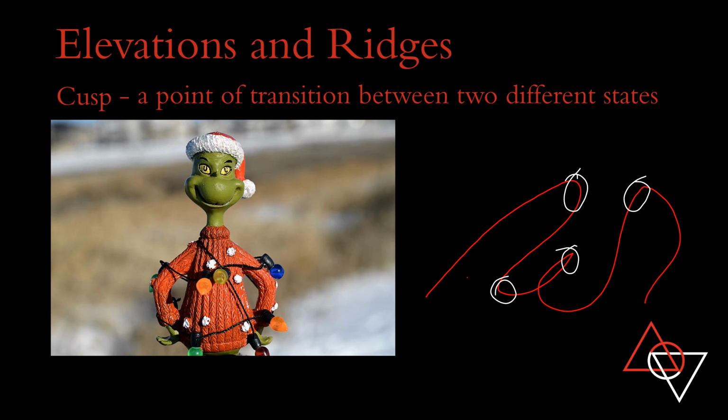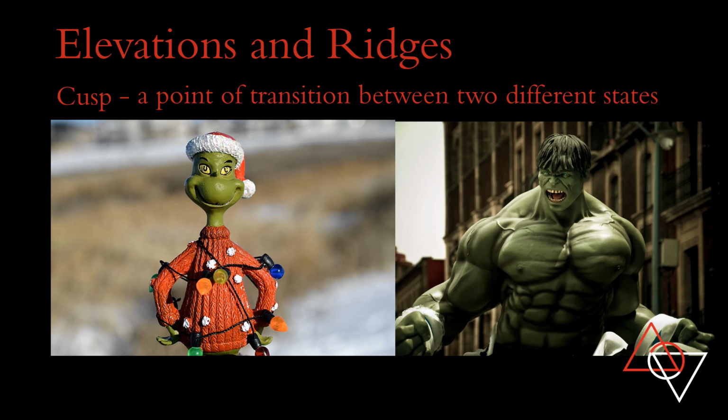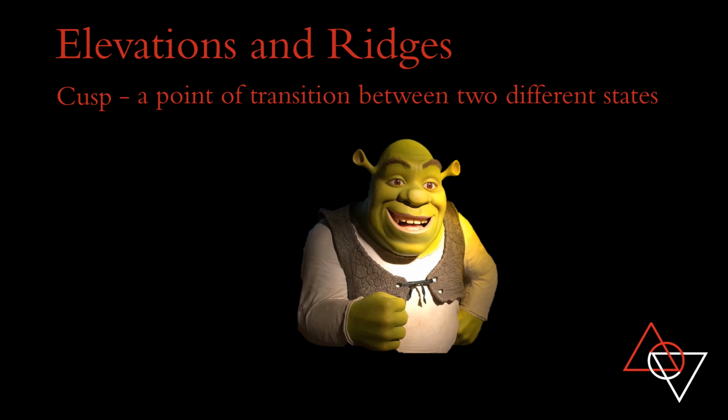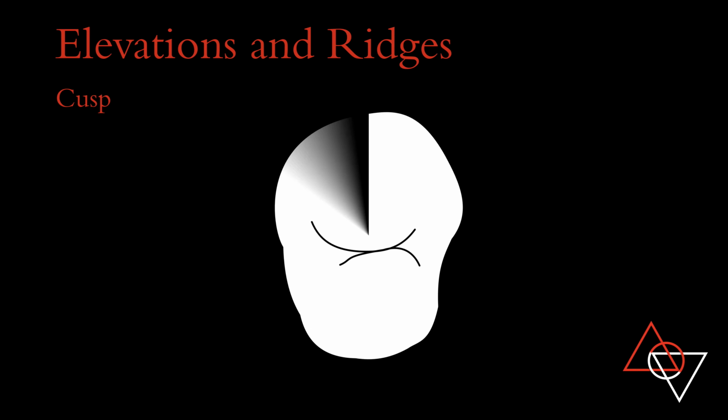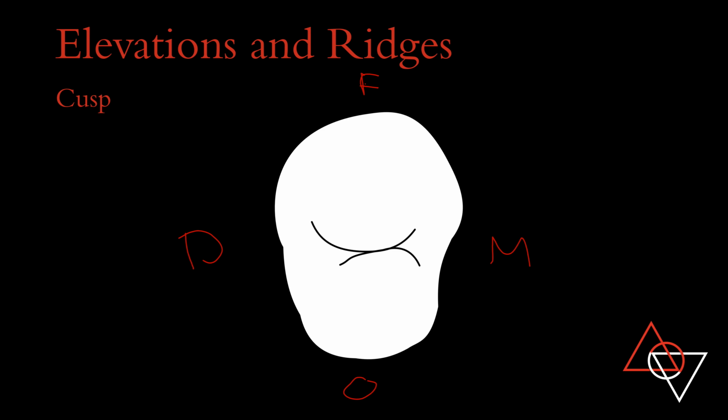For example, if you have something like this and it transitions to something like this, the state in between would be a cusp. Okay, so let's say here's a tooth and we have a mesial side here and a distal side here. This would be the facial or buccal side, and this will be the oral, lingual, or palatal side. You can see the cusps as an apex or pyramidal elevation or a peak located on the occlusal surface of molars.